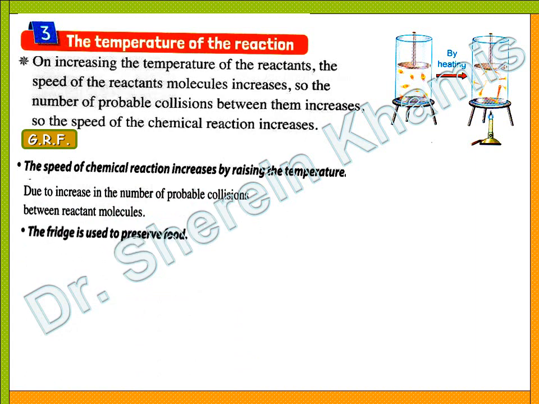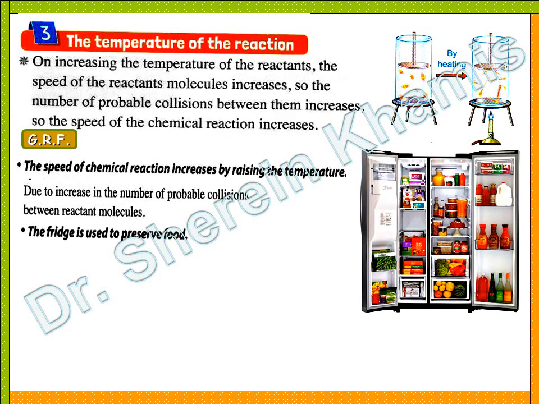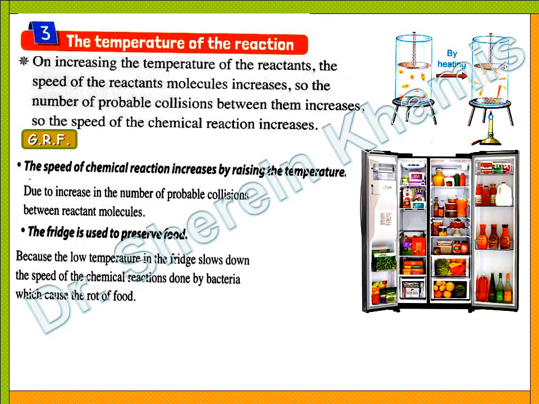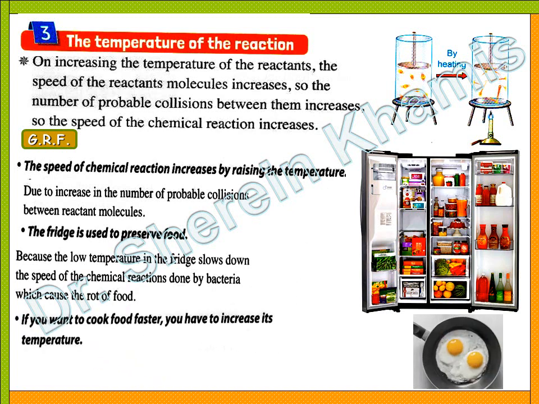So the fridge is used to preserve food. Why? Give reason. Because the low temperature in the fridge slows down the speed of chemical reactions done by bacteria, which cause the rot of food. Also, if you want to cook food faster, like making an egg, you have to increase its temperature. Why? Because the speed of reaction of cooking food increases by raising temperature. So this is the third factor that we have.